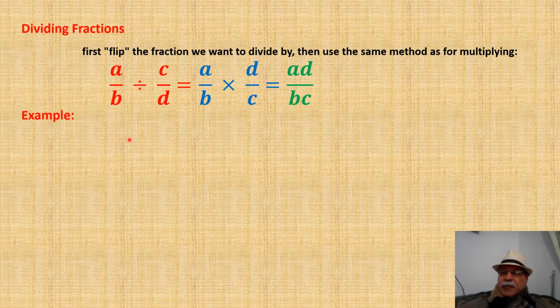Example. We have here 3y squared over x plus 1 divided by y over 2. This fraction divided by this fraction. We do it the same way, using this rule.